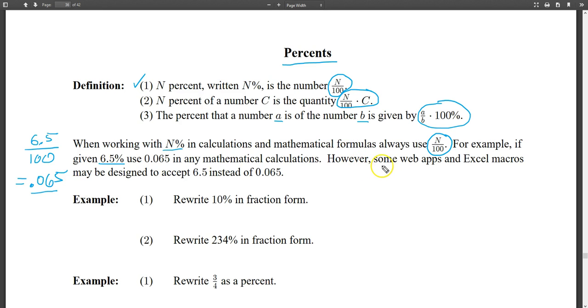Now you have to be careful because some applications and Excel macros that you might run across may be designed to accept 6.5 as an input instead of 0.065. You have to be careful with that. So in the formula, it might take your input and divide that by 100, so somewhere in the calculation, it will do this for you automatically. So you have to be careful. Let's take a look at a few examples.